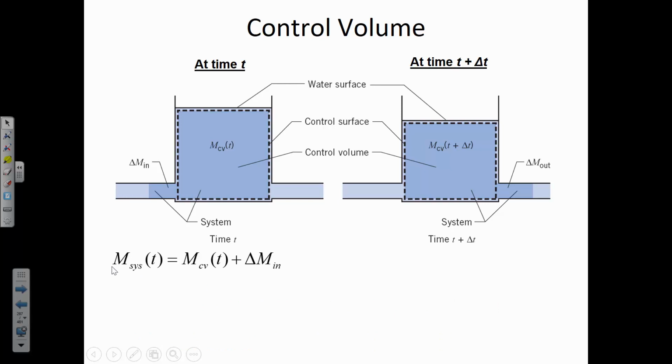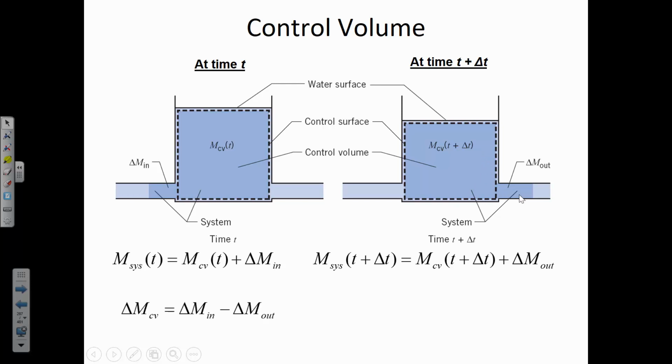So symbolically, the way that we can represent that is that the mass of the system at time t was in the control volume, and then this amount that was about to flow in. And then at time t plus delta t, later, there was still mass inside the control volume, and then there was the mass that had flowed out. The change of mass inside the control volume over time was the difference between the in and the out.